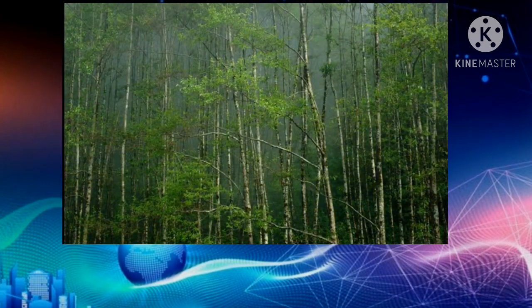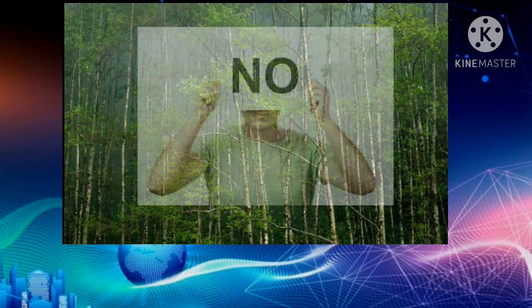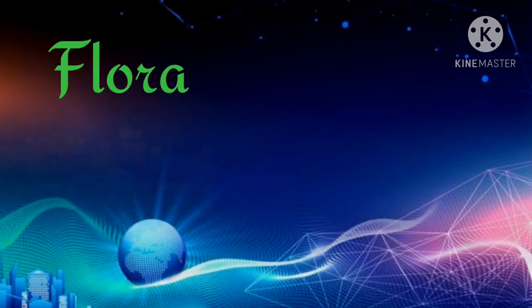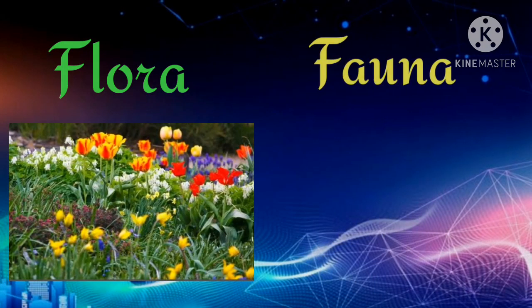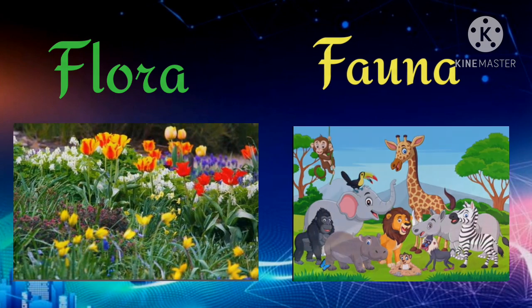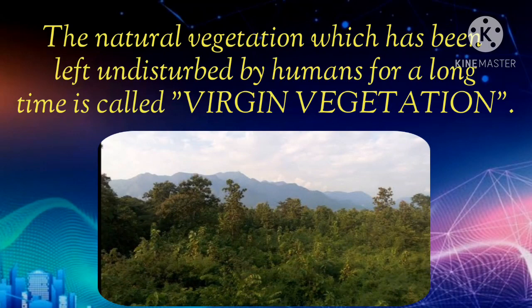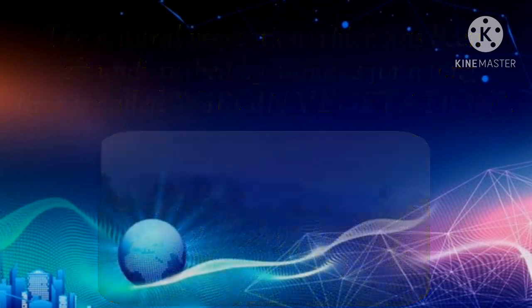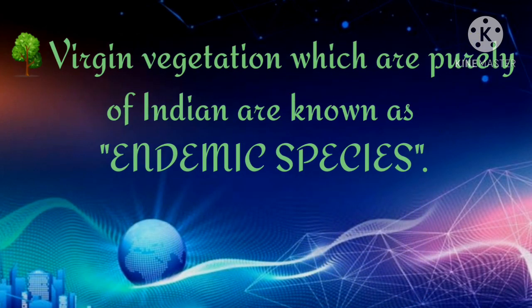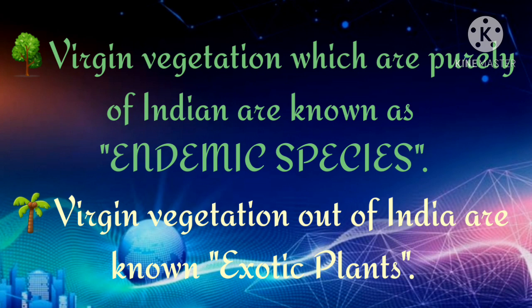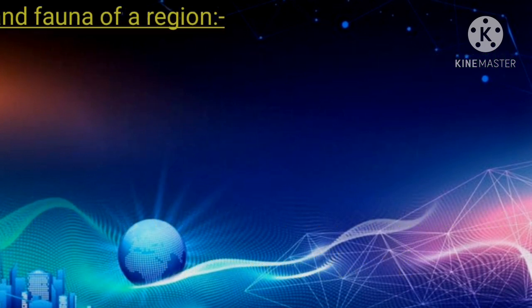Plant community which grows naturally with no one's help and is not disturbed by humans for a long time is termed as natural vegetation. The term flora denotes plants and fauna denotes species of animals in a specific region. The natural vegetation which has been left undisturbed by humans for a long time is termed as virgin vegetation. Virgin vegetation which is purely Indian is known as endemic species, and those which have come from outside India are termed as exotic plants.